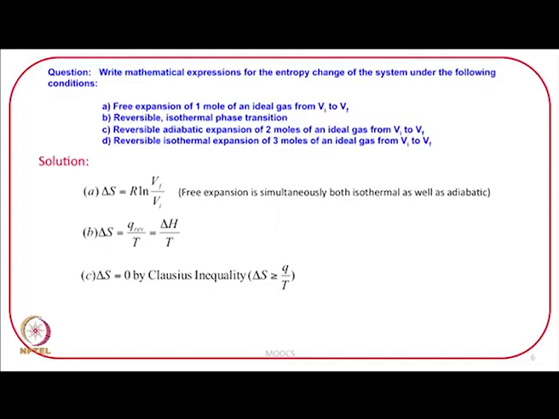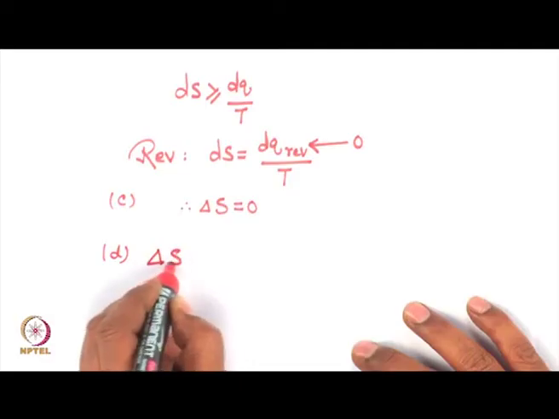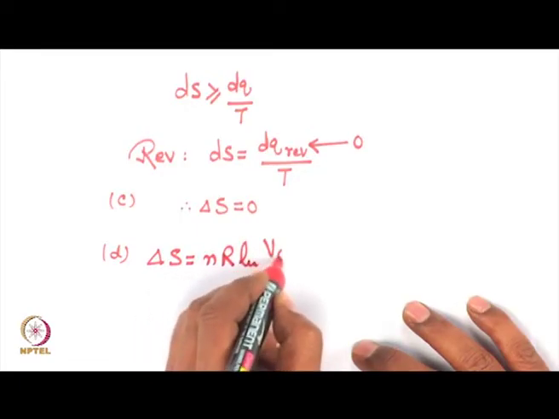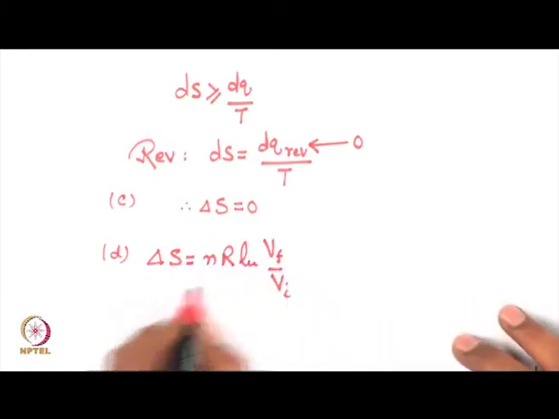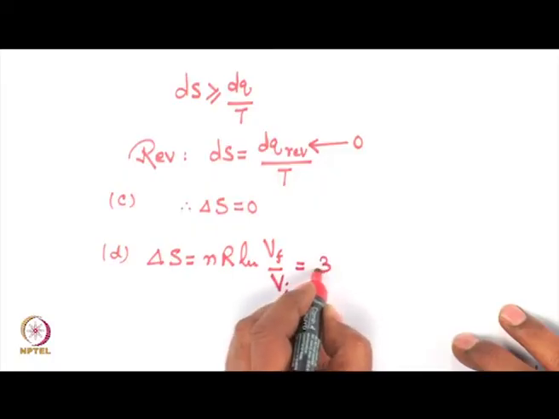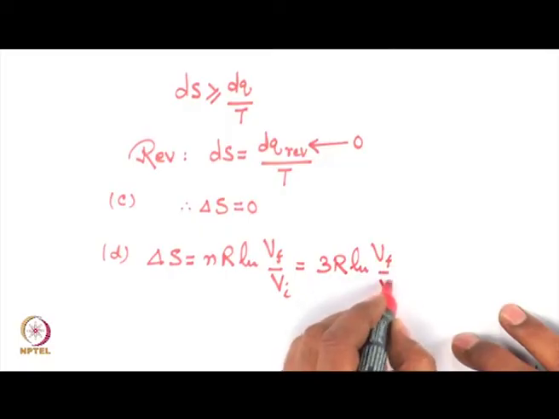And finally, part D, reversible isothermal expansion of 3 moles of an ideal gas from V initial to V final. Here isothermal means I will again immediately go back and use this equation, delta S is equal to N R log V final by V initial, which with N equal to 3 is 3 R log V final over V initial.